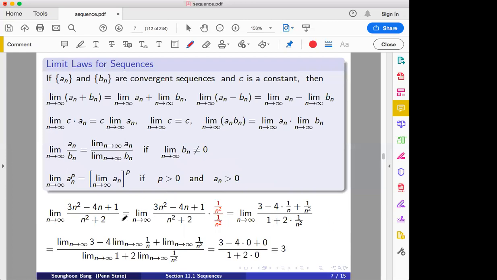Another method is we can ignore lower terms and cross out n squared. The answer is 3. This is another method for solving this problem.